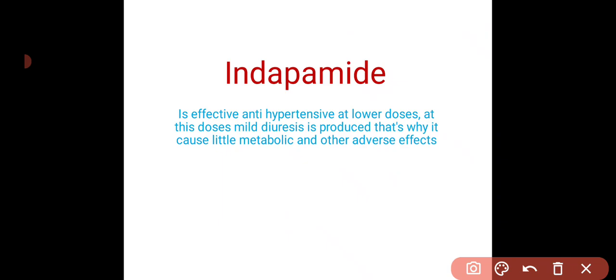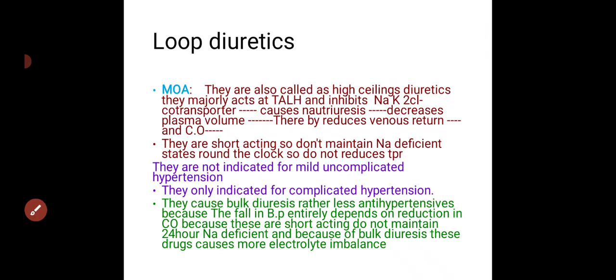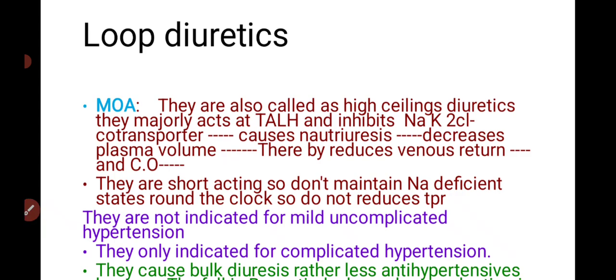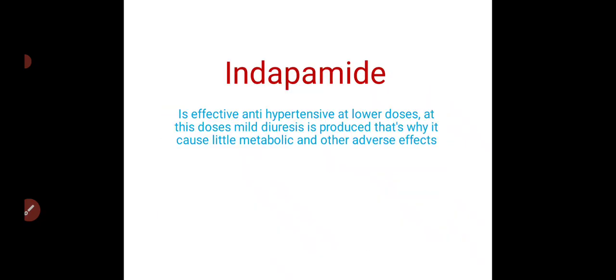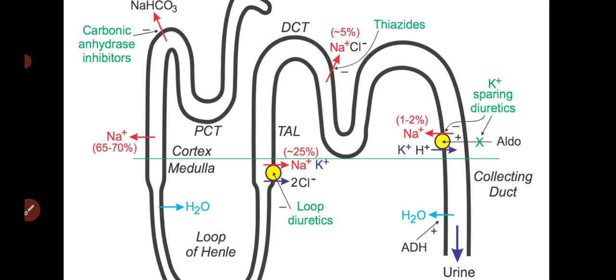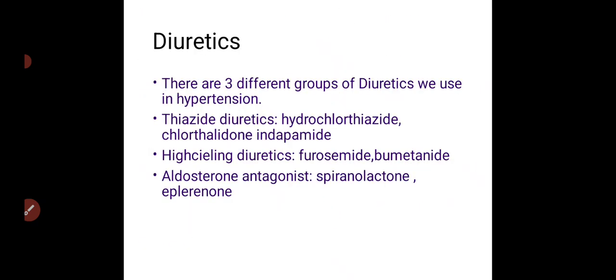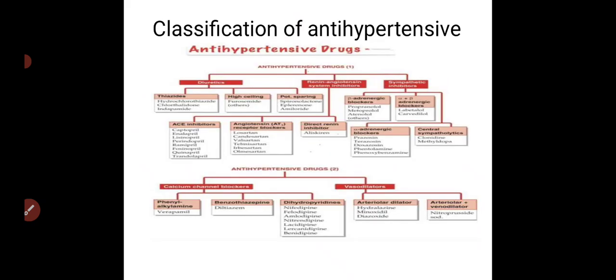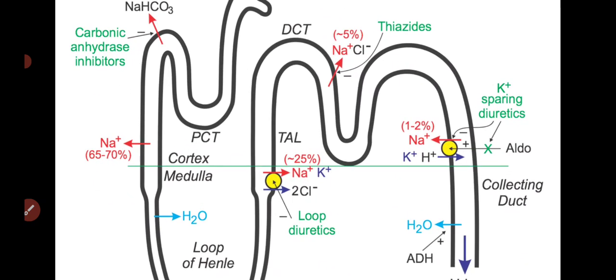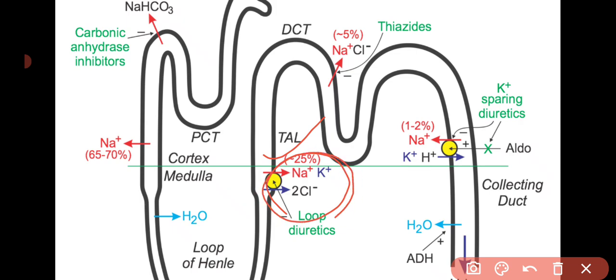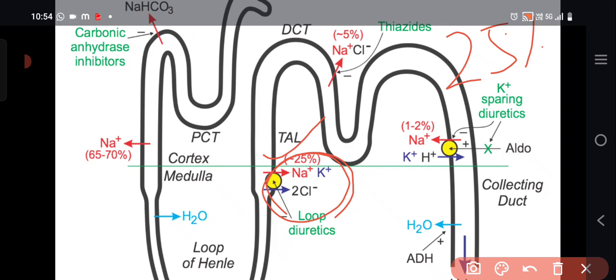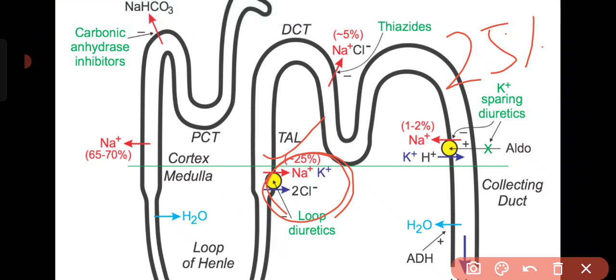Okay, then we'll discuss another diuretic, that is the loop diuretic. Where do loop diuretics act? We have seen in the first slide that loop diuretics act in the thick ascending limb of the loop of Henle, where they block the sodium potassium 2 chloride importer. This is responsible for 25% reabsorption of sodium. That's why they are considered high ceiling diuretics.